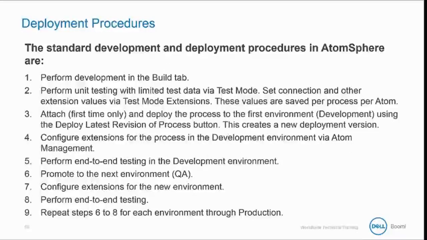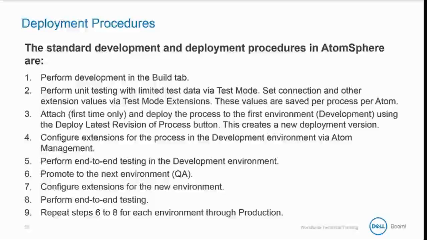Some best practices regarding deployment procedures. First, perform development in the Build tab. Perform unit testing with limited test data via test mode. Set connection and other extension values via test mode extensions. Remember, these values are saved per process per atom.